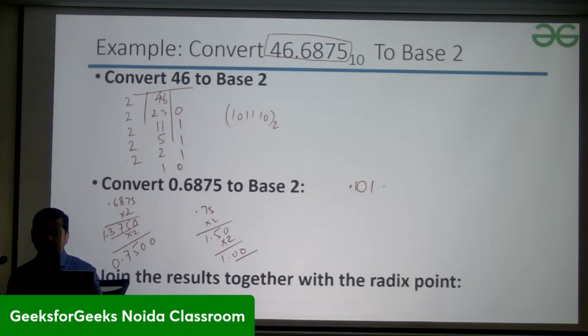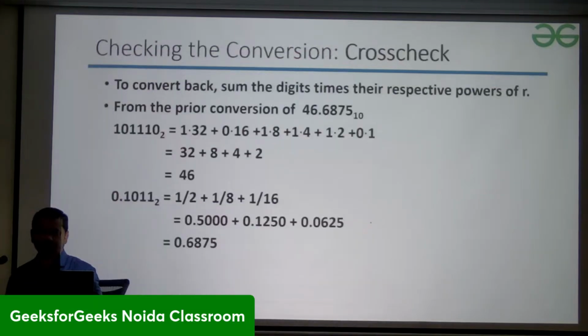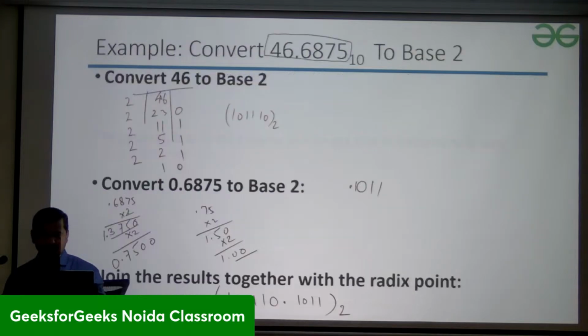Okay, and now we need to just record the integral part of this. So after computation of these two tasks, you have to combine the results. So the combined result is going to be 101110 dot 1011 base 2. Okay, I guess my pen is not working properly, so it is causing some issue. Is that clear?